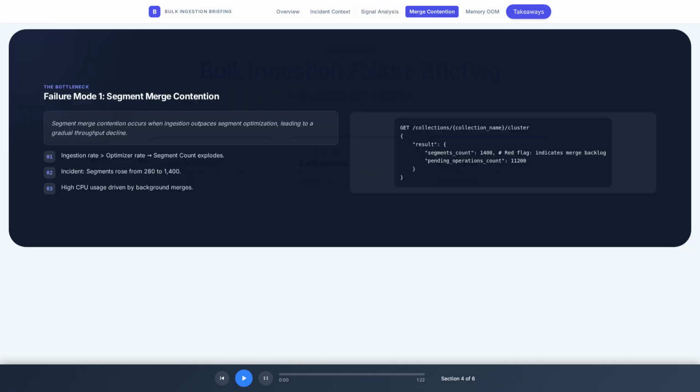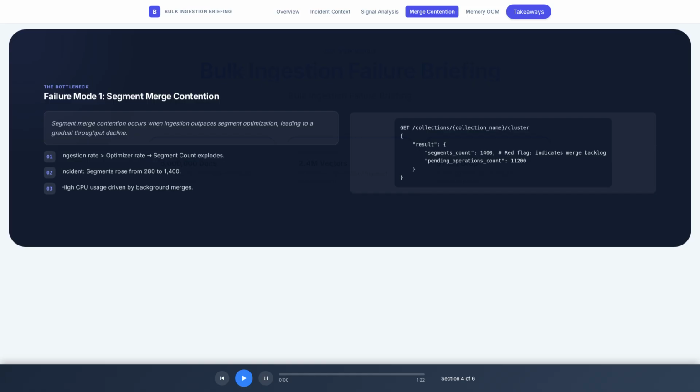Okay, let's talk about the first failure. It is called segment merge contention. Now, in Qdrant, data comes in. It is written into these small temporary segments. And then, periodically, there is this optimization process. It merges those smaller segments into bigger ones, more efficient ones. Contention happens when you are ingesting data way faster than the optimizer can keep up. And that, you see, leads to an explosion in the number of segments.